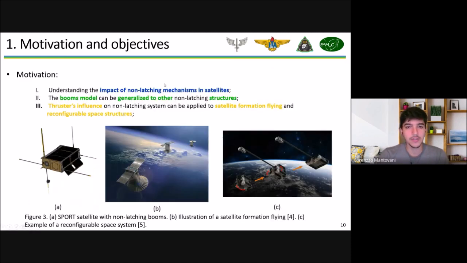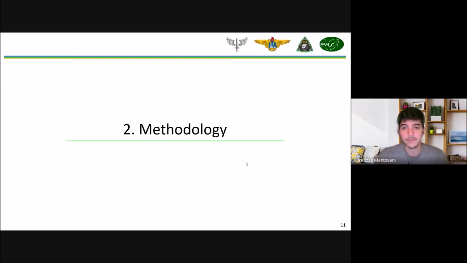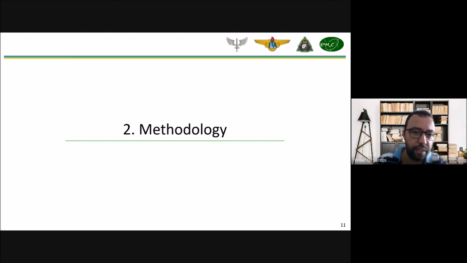Bom, daí eu falei da motivação, de novo, além da do esporte, a questão de poder generalizar para outros sistemas espaciais, que daí tem a inspiração da Satellite Formation Flying, daqueles sistemas que eles fazem a reconfiguração em órbita mesmo. Foi isso. Então daí a partir daí eu já consegui pegar a metodologia.